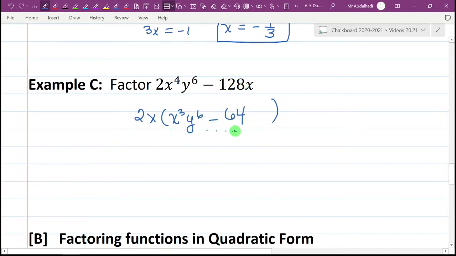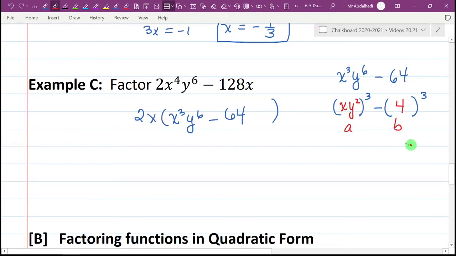And now, is this something cubed times something cubed? And the answer is yeah, it is. Here, I'll do it off on the side here. X cubed y to the 6th minus 64. What are you cubing to get this? And what are you cubing to get this? Well, for the 64, it's 4, because 4 times 4 times 4 is 64. For this, well, what would you cube to get x cubed? You get just an x. And what would you cube to get y to the 6th? Y squared. So there you go. There's your a, there's your b. So we have the 2x, which is the first factor that we got when we did the GCF.